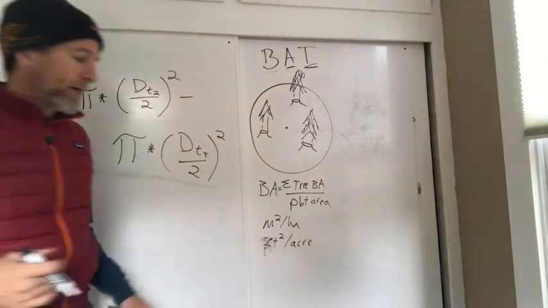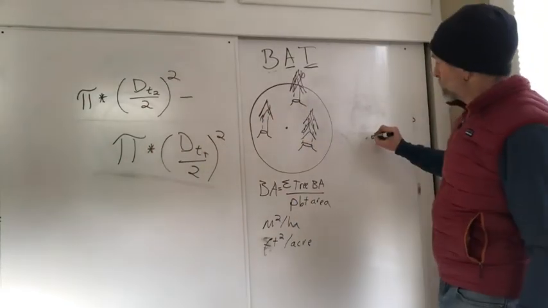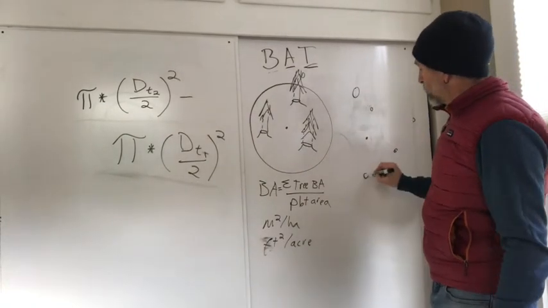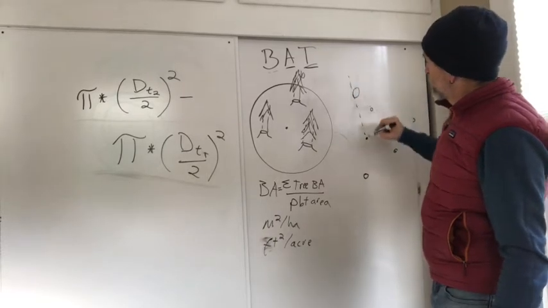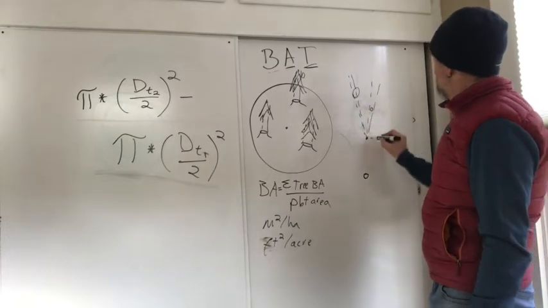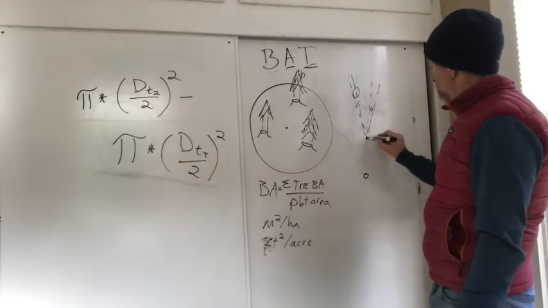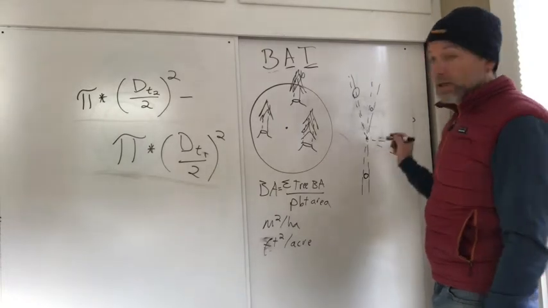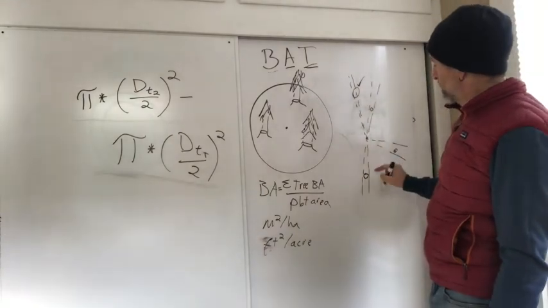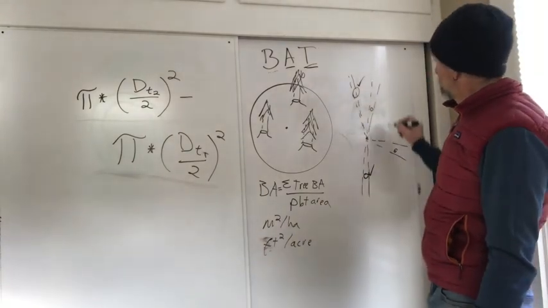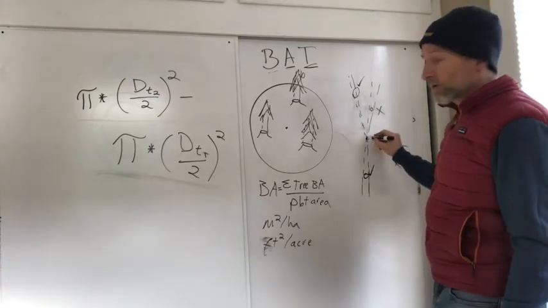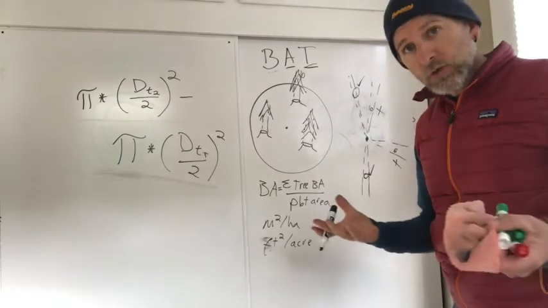In a variable radius plot, you have a different approach, which is that you have a center and then you have individual trees that are either in or out. And so based on the angle that you use, you'll have individual trees that are out or in, if you follow me. So this one would be in, maybe this one would be just barely in, this one is out, and this one is out. So in this case, from my center point, I would have only 2 trees that were in.